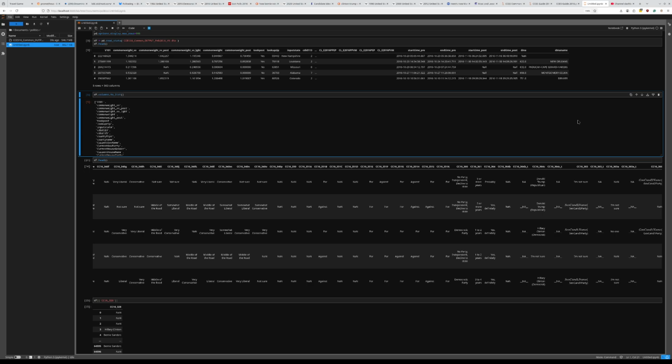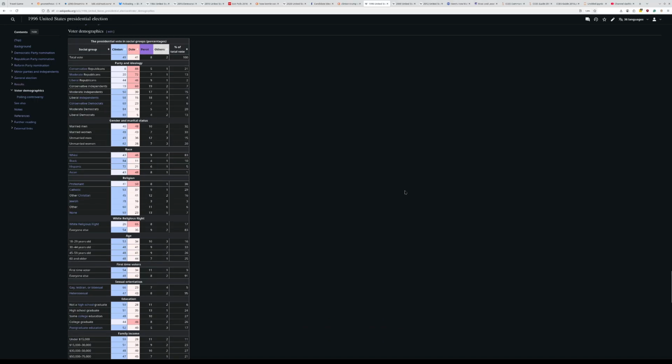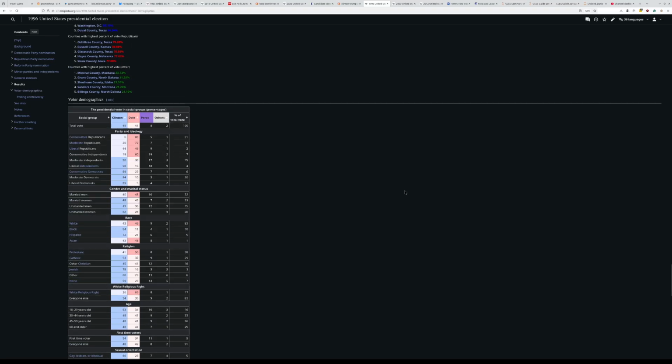Is 10% a high number? Is it a low number? Before we go get the raw data for this, let's start by looking at the historical results. Here's the 1996 presidential election. They had this really nice detail.